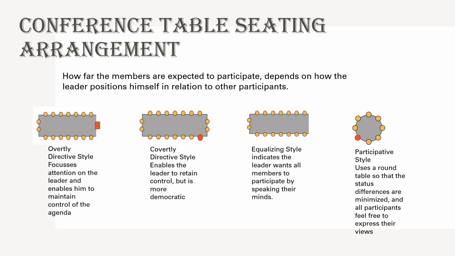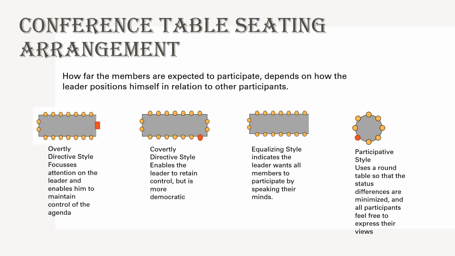Now, how far the members are expected to participate in a meeting depends upon how the leader positions himself or herself in relation to the other participants. So this slide will discuss the conference table seating arrangement. In the previous slide, we discussed the seating in a room. Now we'll discuss that if you have a table, what kind of table and arrangement we have will define whether participation is required, what level of participation is required, who does the major talking, and who's controlling the meeting. Everything will be decided depending upon which conference table seating arrangement we are following.